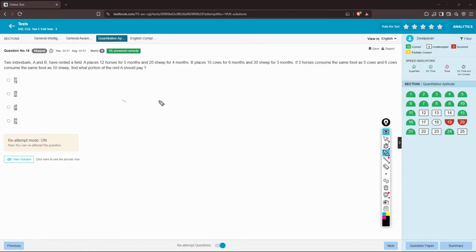Two individuals, A and B, have rented a field. A places 12 horses for 5 months and 20 sheep for 4 months. B places 15 cows for 6 months, 30 sheep for 3 months. If 3 horses consume the same food as 5 cows, 3 horse, 5 cow.